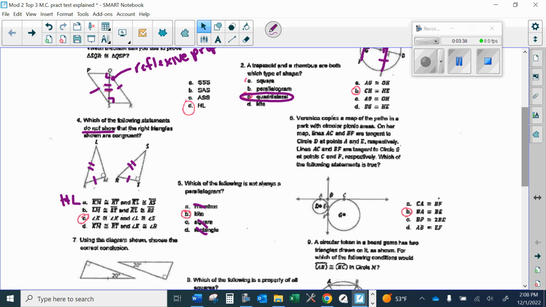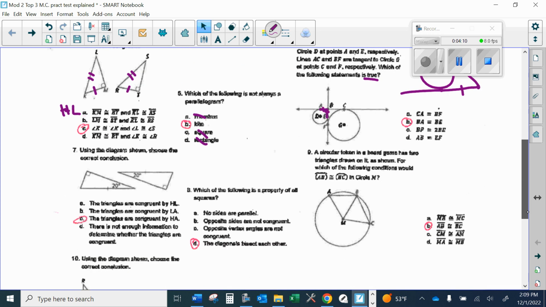Okay, 6. We want to find out which one is true. BA is congruent to BE. Okay, we know that because those are both tangents. If I draw this bigger here, if I take a point outside the circle and draw two tangents to the circle from the same exterior point, then those distances are congruent right there. And so that's just a blown up piece of that right there. 7.